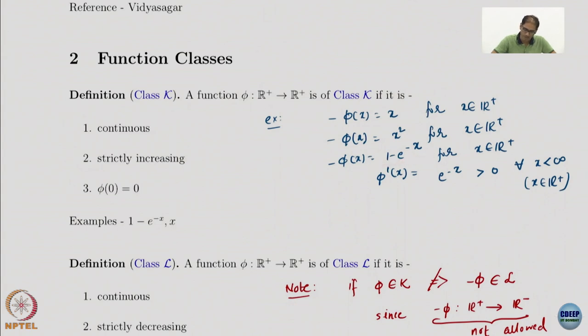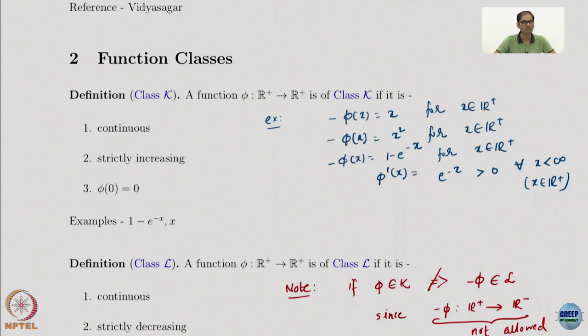1 minus e to the minus x, if I take the partial with respect to x, it is what? E to the minus x, which is positive, right? Whenever x is non-negative, and as long as x is not infinity, and infinity is anyway not part of the reals, we are fine, okay? So this is also a continuous function, in fact smooth, again also a strictly increasing function, and it's 0 at 0. So all three functions satisfy these criteria, okay?